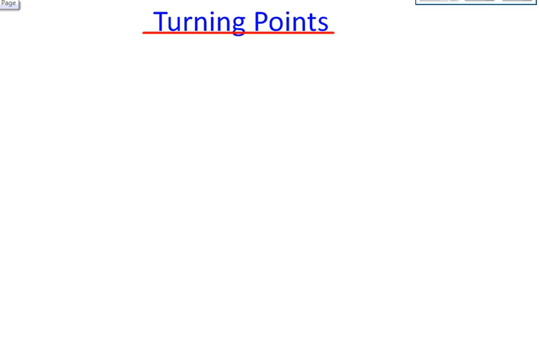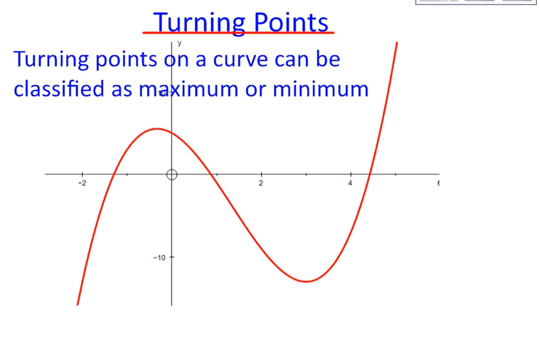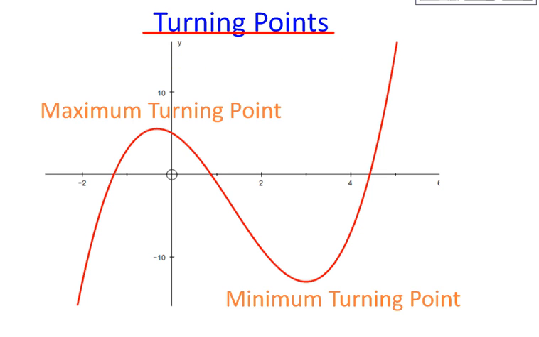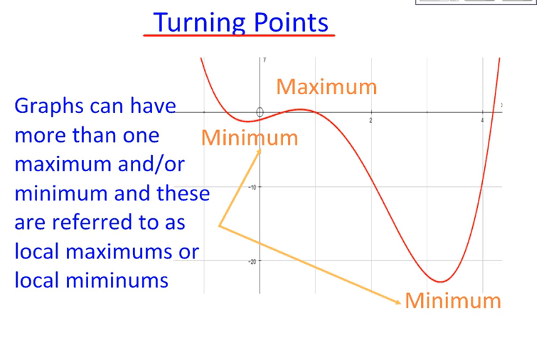Turning points. This topic is algebra differentiation. Turning points in a curve can be classified as maximum or minimum. Here you can see a maximum turning point and here is a minimum turning point. Graphs can have more than one maximum or minimum, like you can see here on this quartic graph where it has two minimums. These are often referred to as local maximums or local minimums.